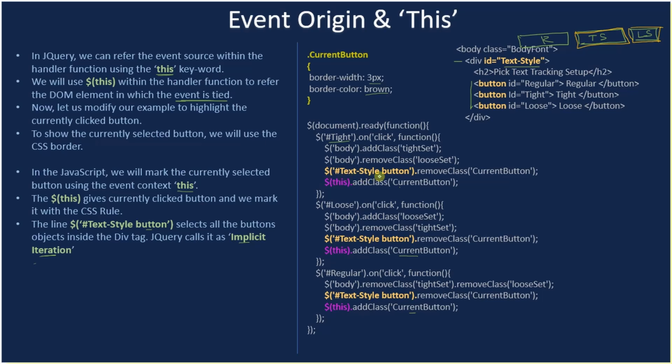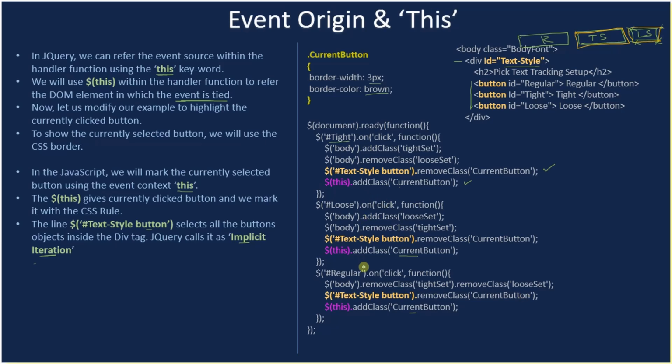So if you see $text style button, this will give all the buttons, and we are asking to remove the class current button. That means first we remove the border. We can take any example, tight button, right? First it will remove all the borders. So the border will be removed for the previously clicked button. Then a new border is added for the tight button here. This is tight set, right? So the border will be first removed from the previous click, then the new border is added.